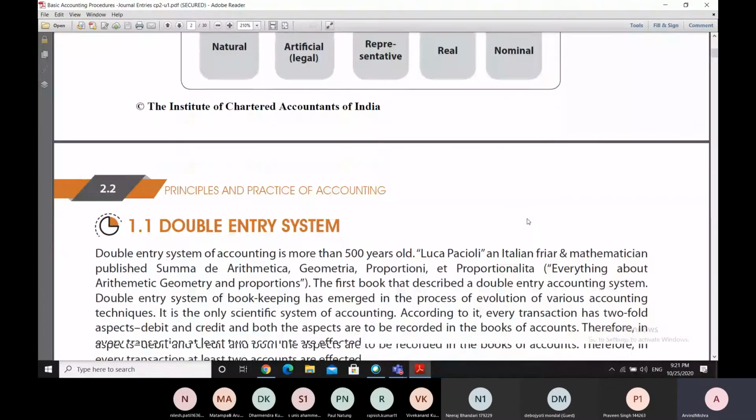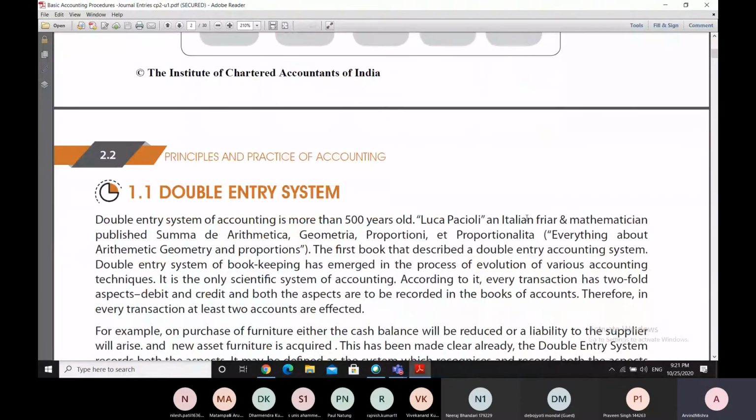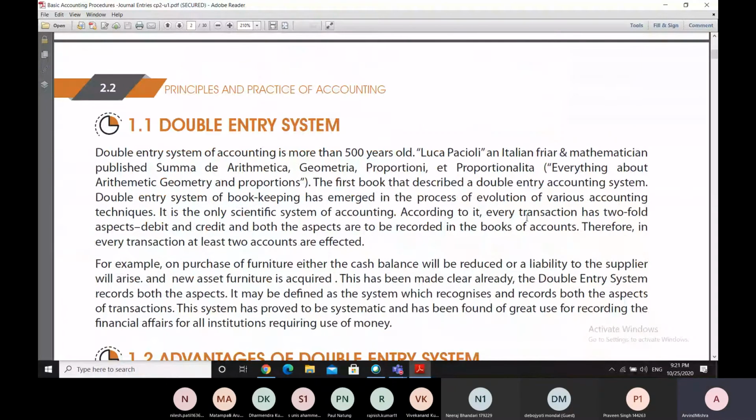Having said that, now let us go deeper and start with what a double entry system is and when it did start. So the double entry system of accounting is more than 500 years old. Now, Luca Pacioli, who was an Italian friar, meaning somebody who's working in church, and a mathematician also.